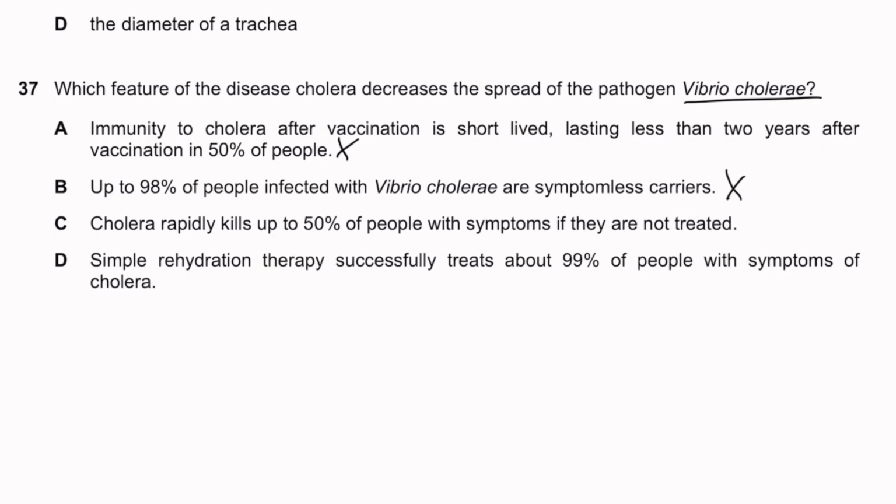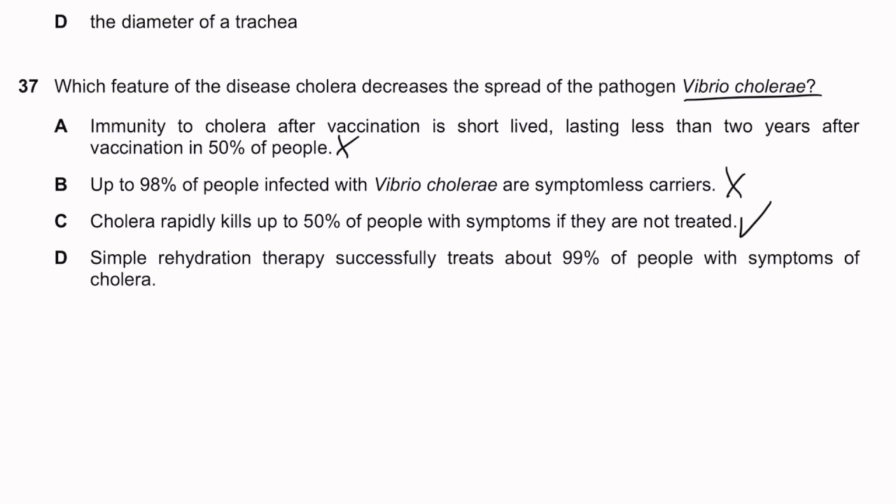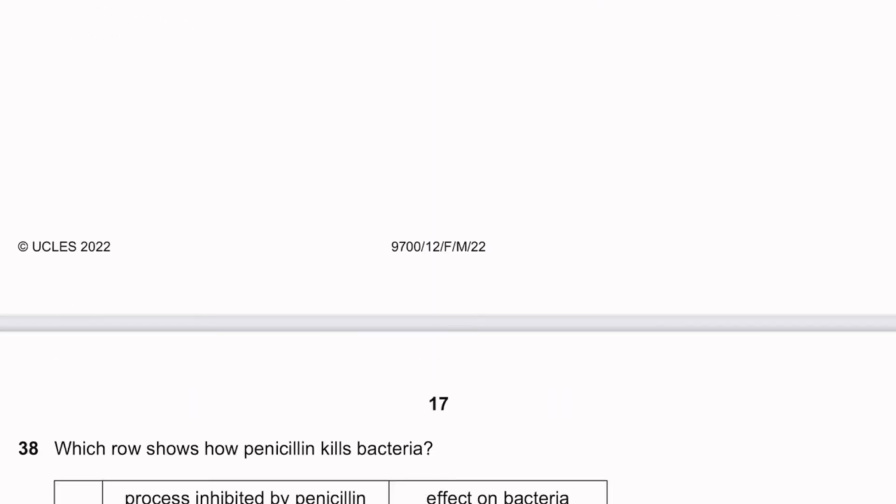Cholera rapidly kills up to 50% of people with symptoms if they're not treated. I suppose this does decrease the spread because if these people die, then obviously they cannot spread the pathogen. Okay, simple rehydration therapy successfully treats about 99% of people with symptoms of cholera. This does not decrease the spread because 99% of people, that's not 100%, but that's basically only with symptoms. There's also symptomless carriers. And not everyone has simple rehydration therapy, so it does not really successfully decrease the spread of pathogen as much as the letter C.